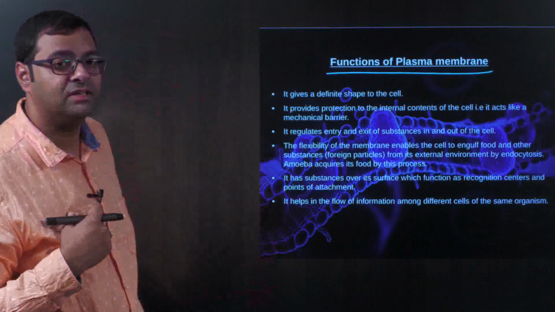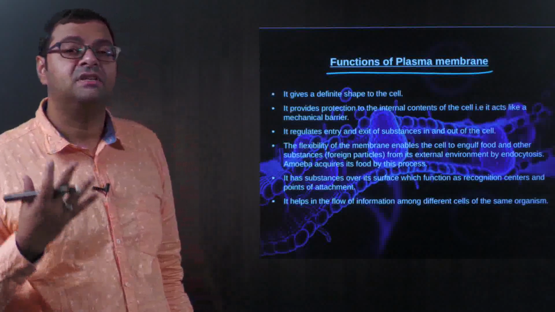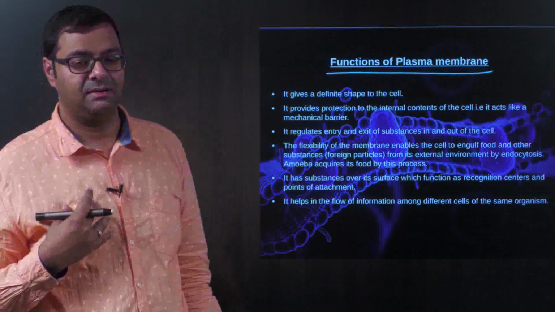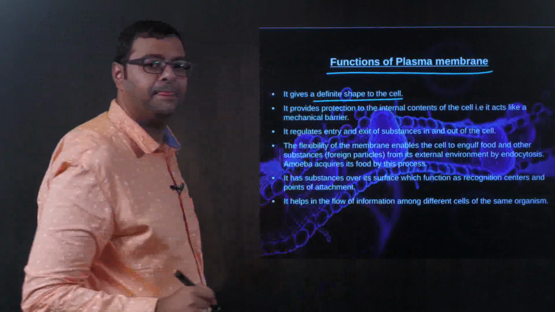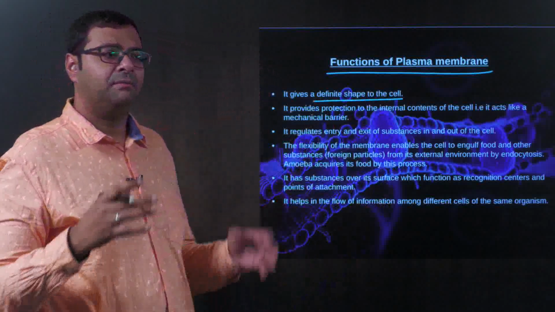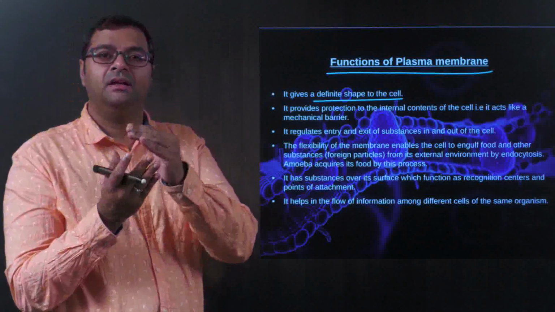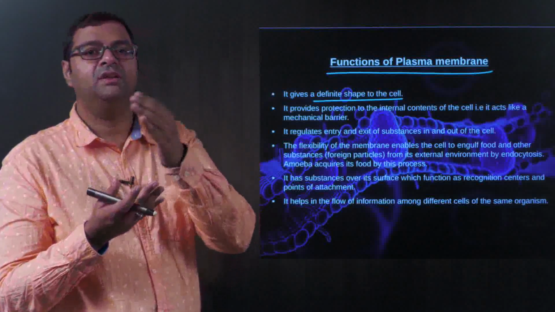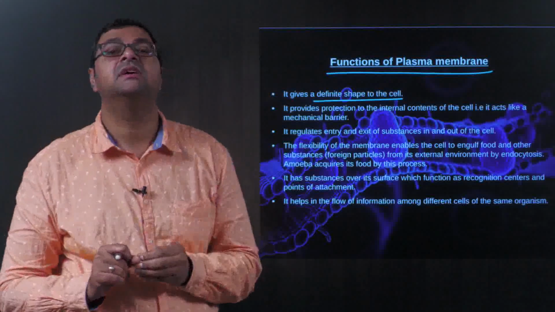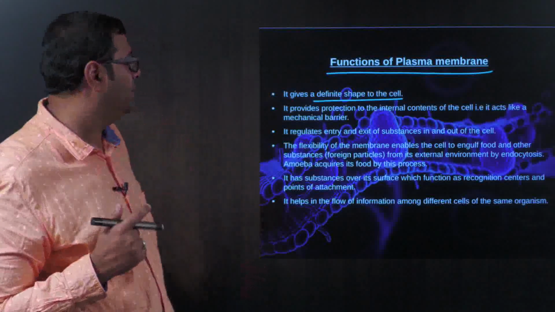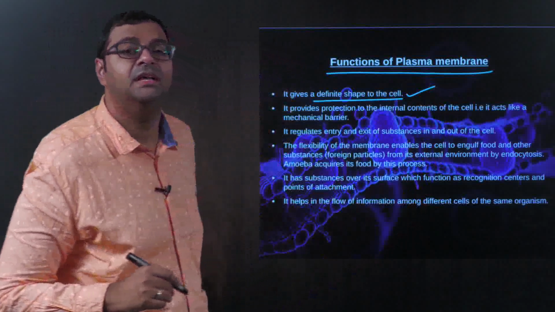Now what are the functions? The first function of a plasma membrane is that it gives a definite shape to the cell. As you know, the plasma membrane is present in the animal cell, and in a plant cell you have a cell wall, then you have a plasma membrane. So in an animal cell the plasma membrane forms the first boundary. That is the first function. So it gives a specific shape to the cell.